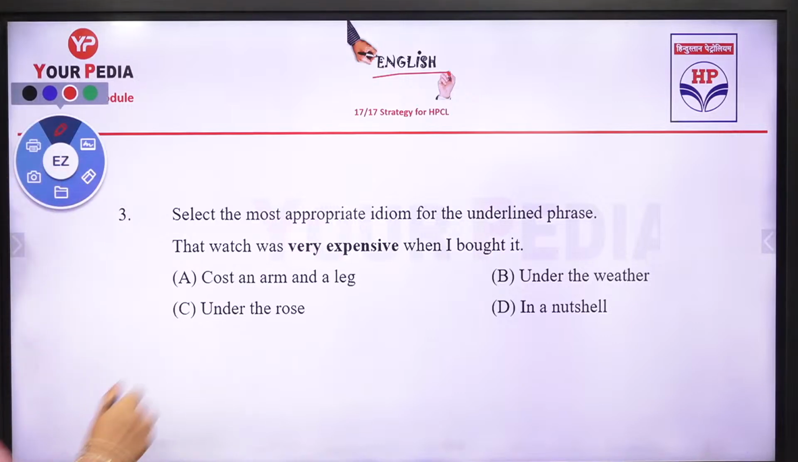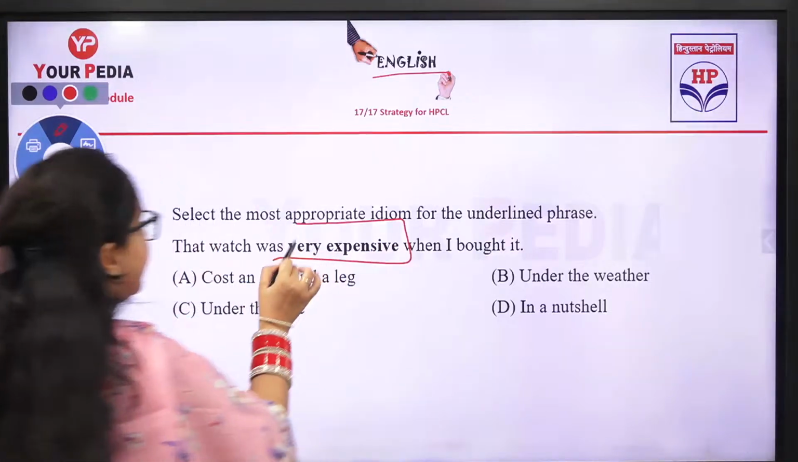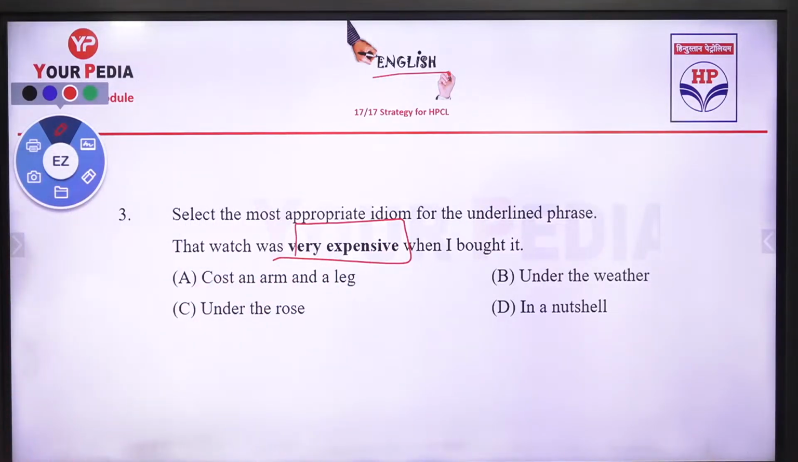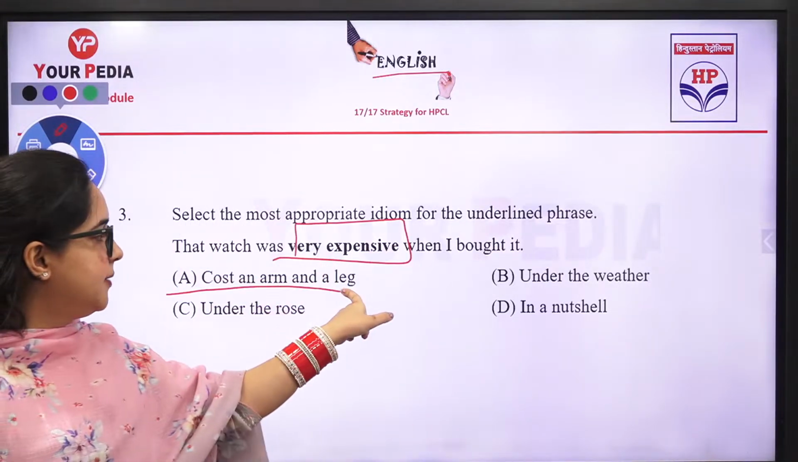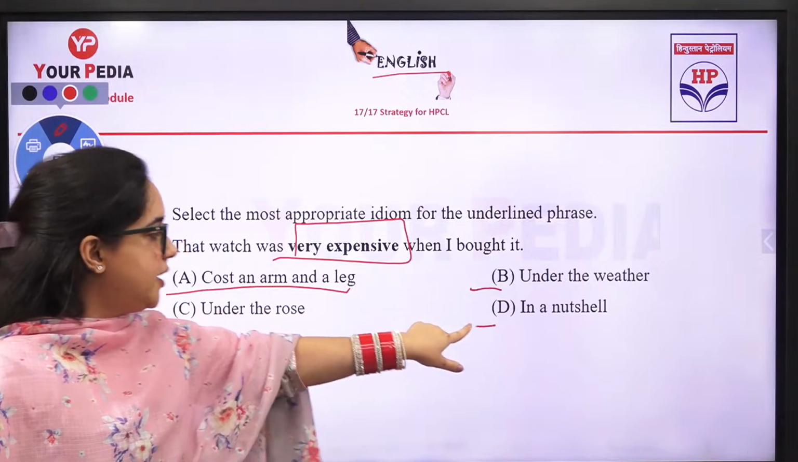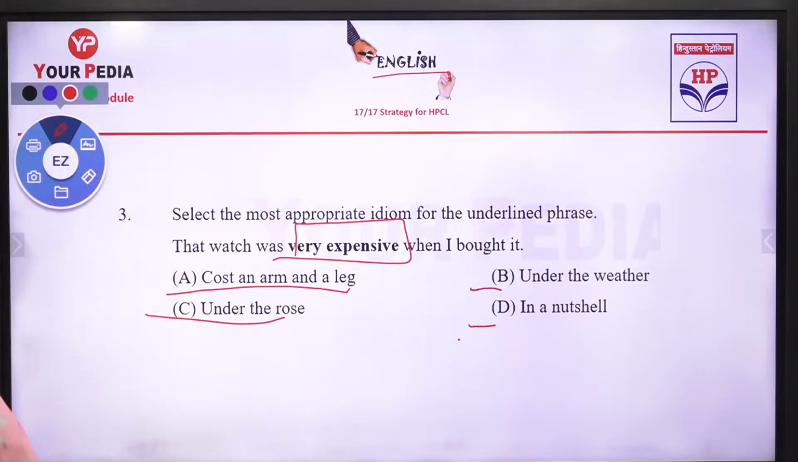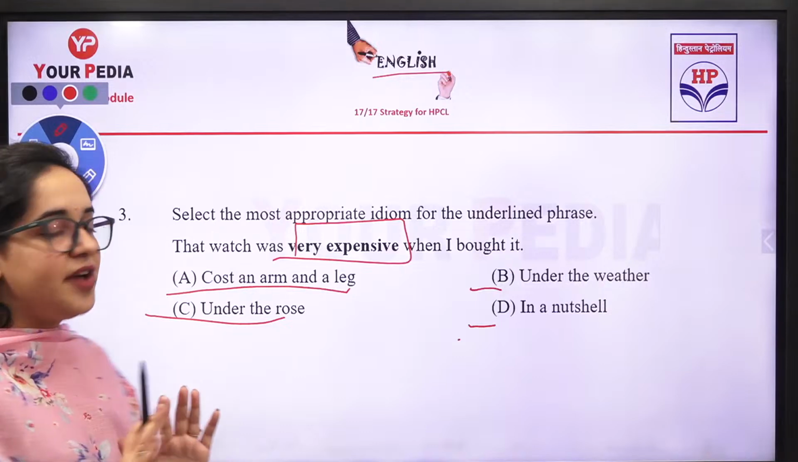That watch was very expensive when I bought it. You have four options: cost an arm and a leg, under the weather, in a nutshell, under the rose. Choose it now. What can be the right answer over here? That watch was very expensive.